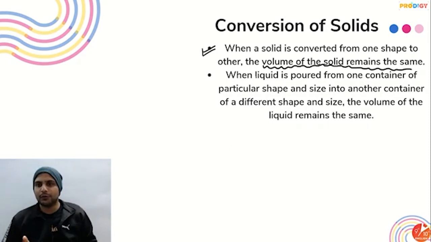Now the second thing: when liquid is poured from one container of a particular shape and size into another container of a different shape and size, the volume of the liquid remains the same.